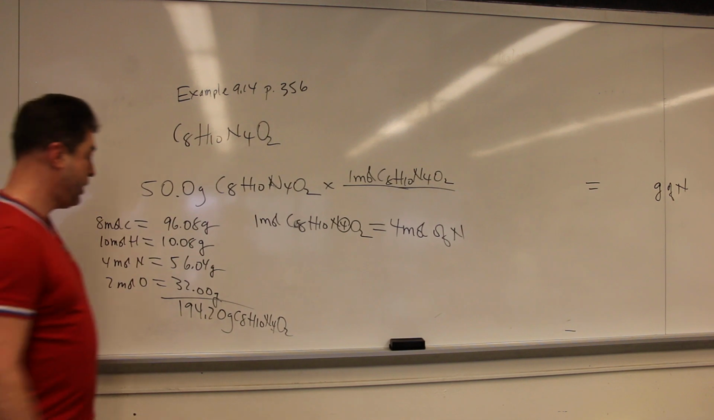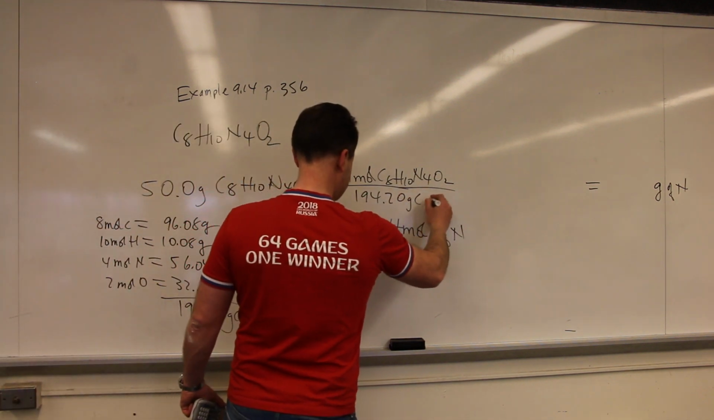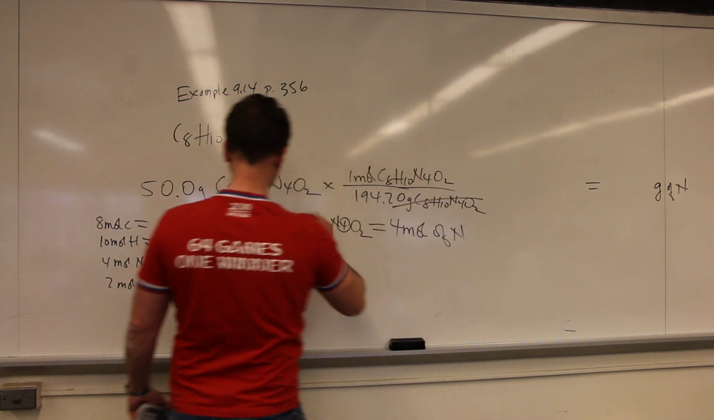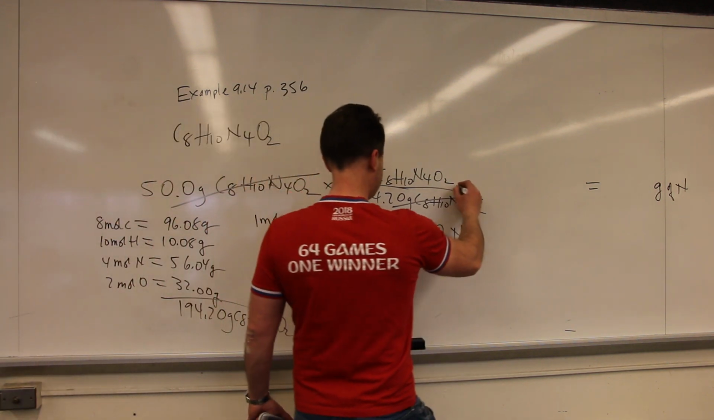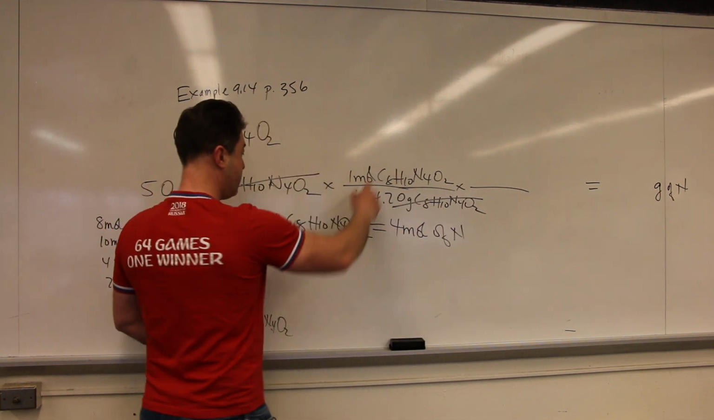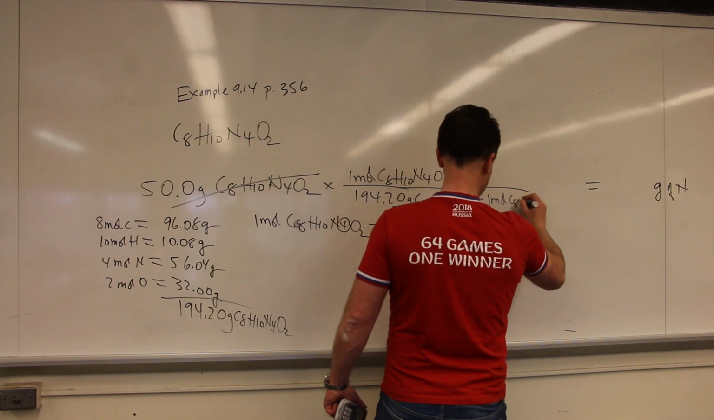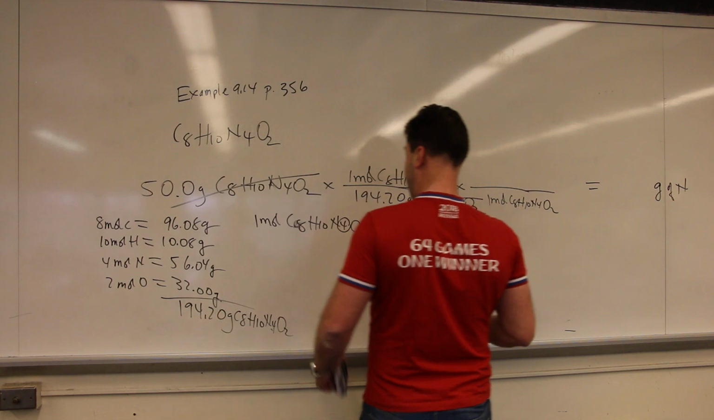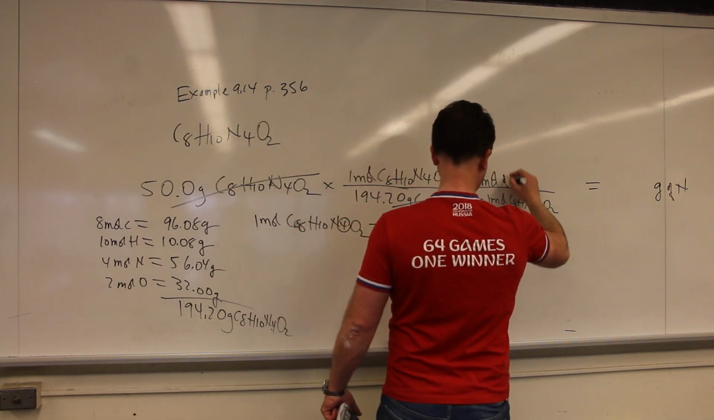Okay, so I'm ready to plug it right in here. 194.20 grams C8H10N4O2. Cancel same units again. What's my next conversion factor? Well, very simple. Now we need to get the match. This matches this, so therefore I'm going to use it next. Will be 1 mole of C8H10N4O2, equivalent to 4 moles of N.